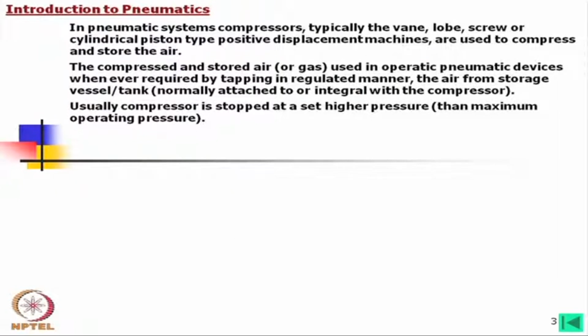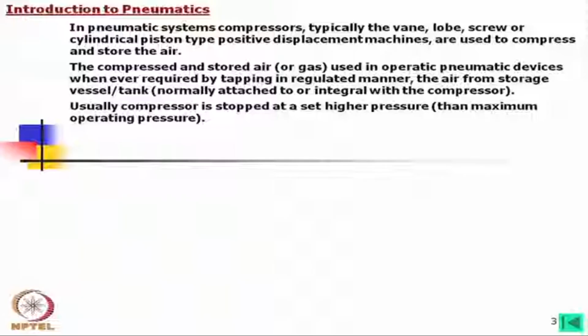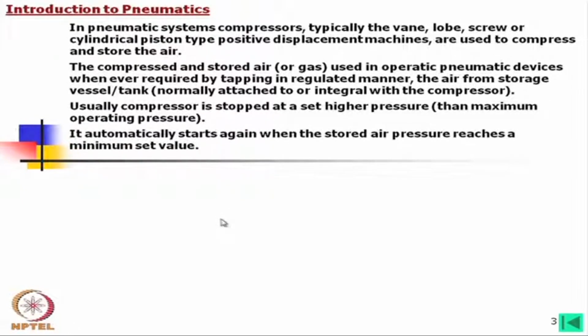Usually the compressor is stopped at a set pressure higher than the maximum operating pressure. Say, for example, you are using pneumatic systems in your workshop or in industry, and for the machines the maximum is 1.5 megapascal. Maybe you are storing that air inside the reservoir at 2 megapascal. It automatically starts again when the stored air pressure reaches a minimum set value.